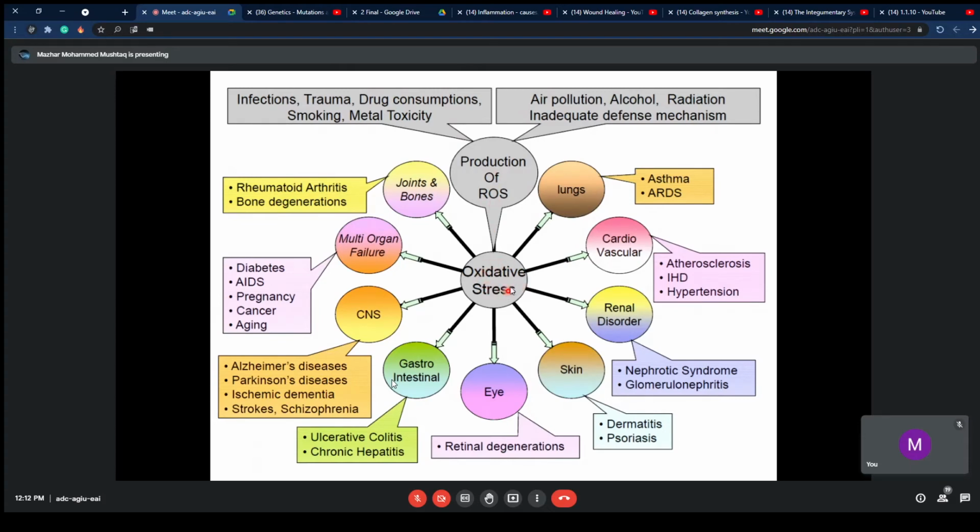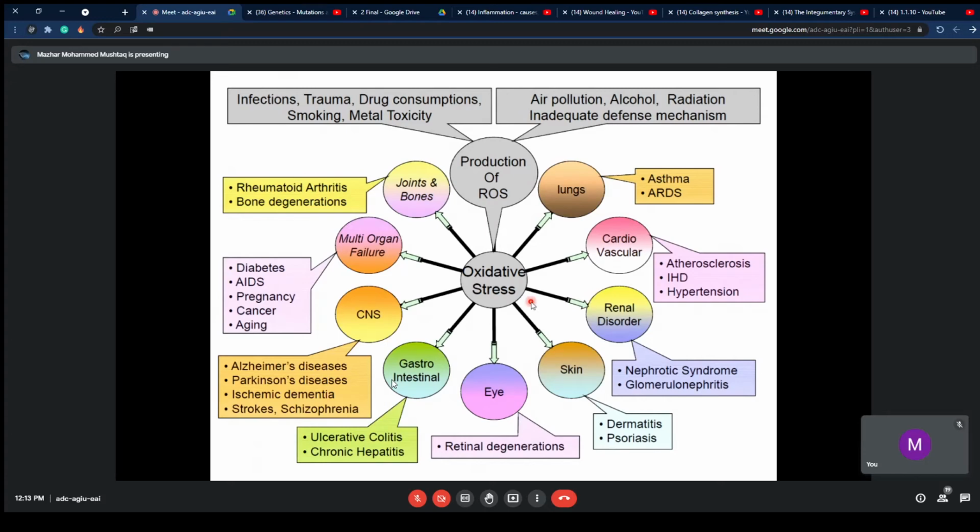And if you have oxidative stress, it can affect your lungs, your vascular system, the renal system, skin, eye, and gastrointestinal system. All the diseases written on the side can also come up if it continues to grow and grow. It means the oxidative stress.